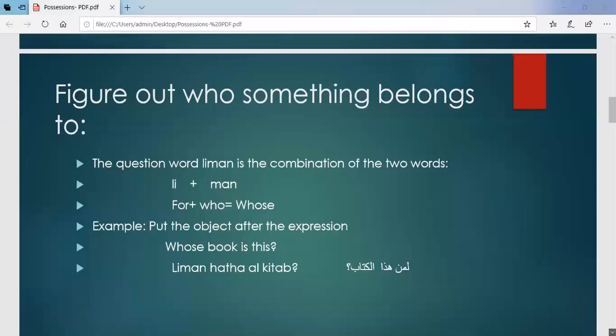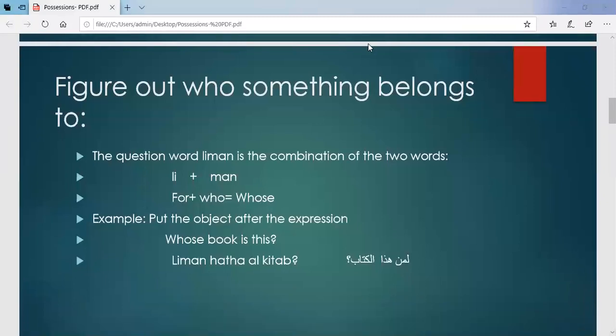Figure out who something belongs to. Actually, this is the first objective, okay? So figure out who something belongs to. The question word, liman, is the combination of the two words. So to figure out who something belongs to, you're going to ask a question, okay? This question starts with what? With liman. Li is for, and man is who.